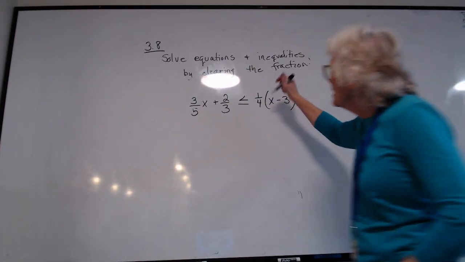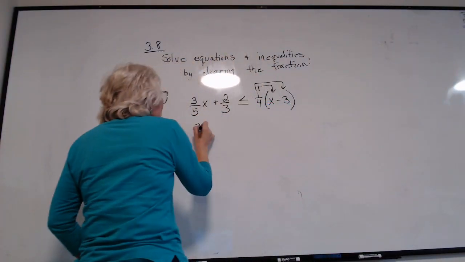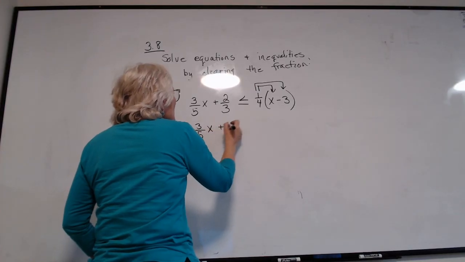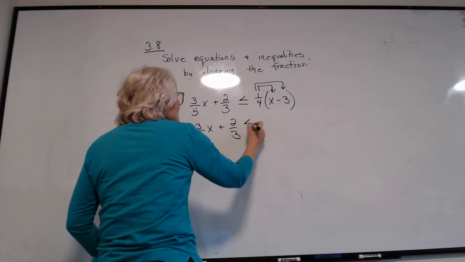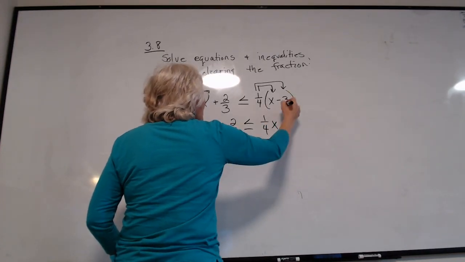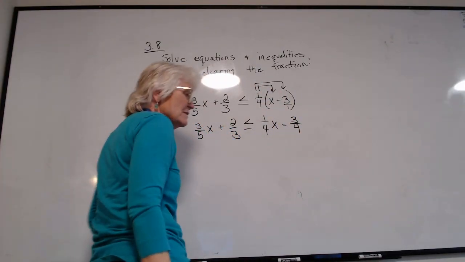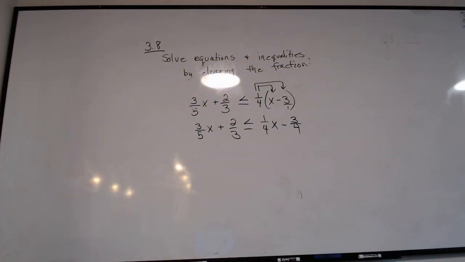So we could use this. Distribute it through. Then we have 3/5 x plus 2/3. This one does not change. 1/4 times x is 1/4 x minus 1/4. This is 1, so it's 3/4. Now I have all fractions there. Let's clear that denominator. As soon as you have it all out, so that you have all fractions, there's no parentheses left, we want to clear the fraction.